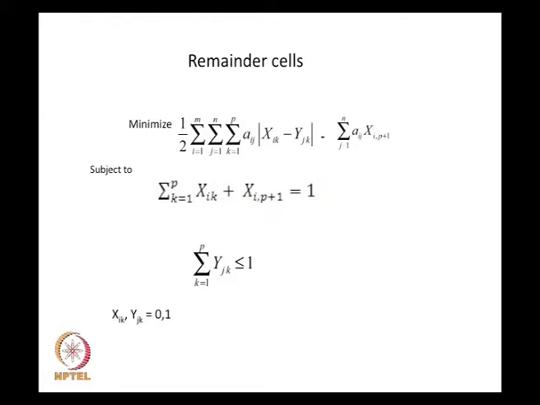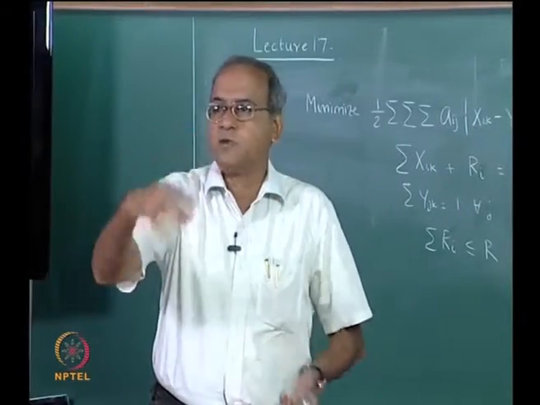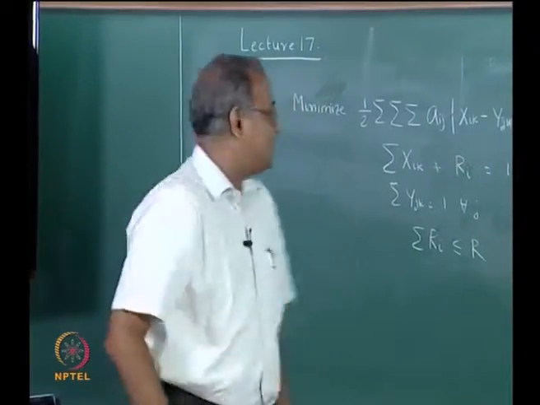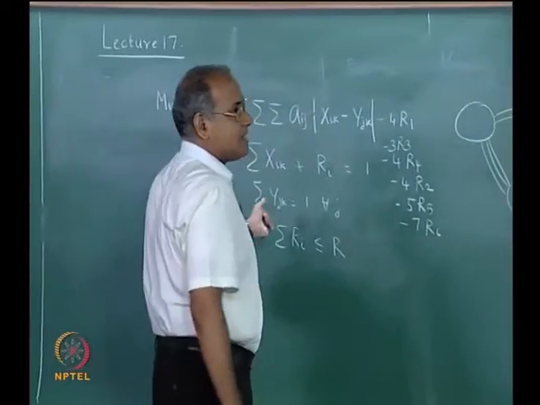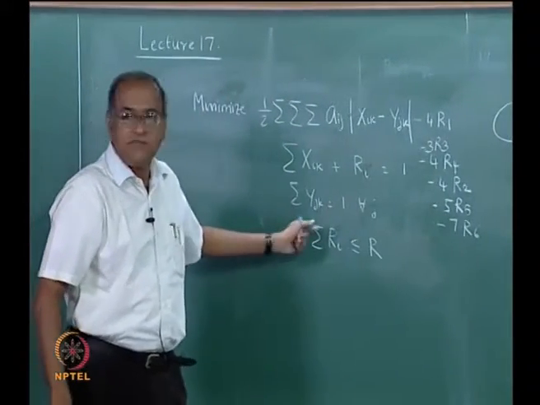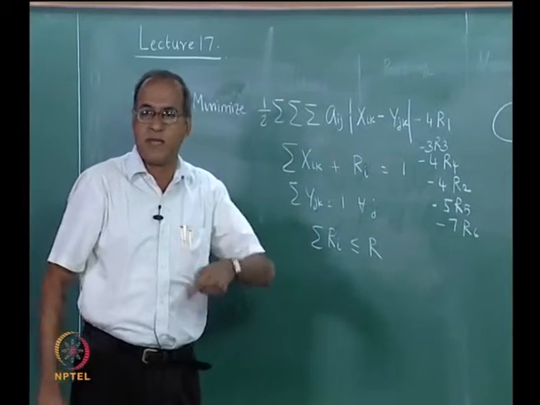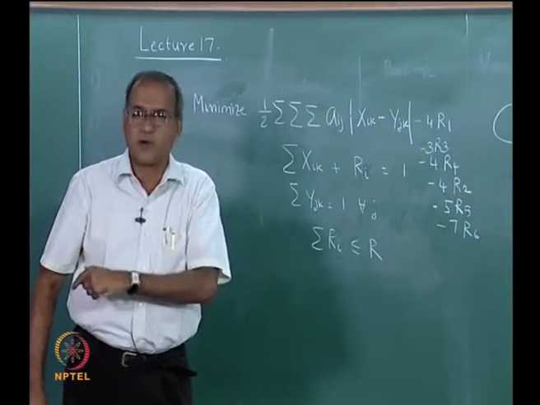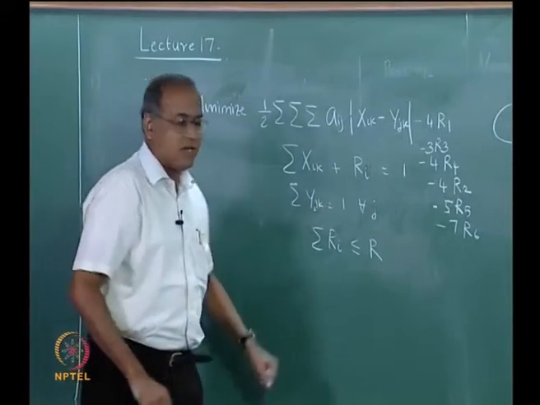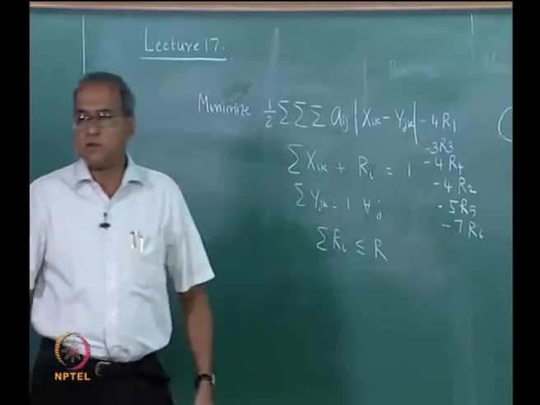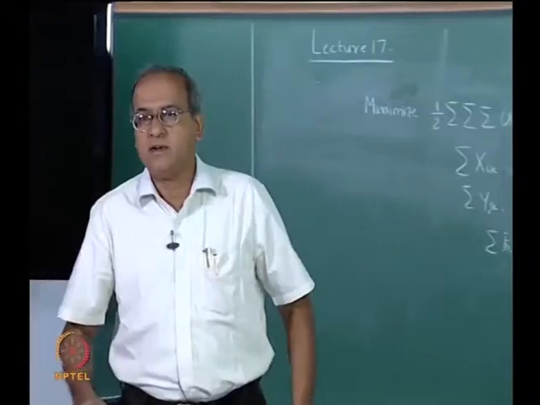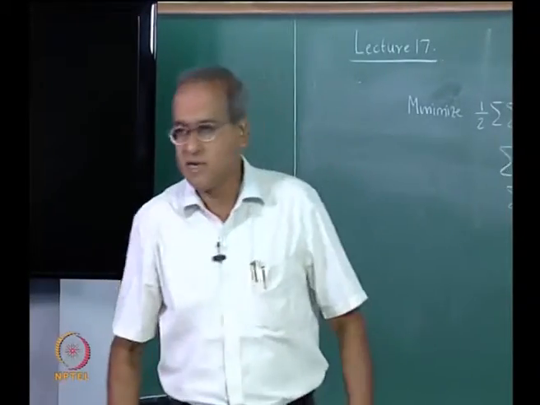So, a machine either goes to a GT cell or goes to a remainder cell. Yjk equal to 1 is enough. We do not need to say even less than or equal to 1, because less than or equal to 1 implies it could go for part subcontracting. So, we will restrict Yjk equal to 1, so that all parts are assigned to the remaining cells.